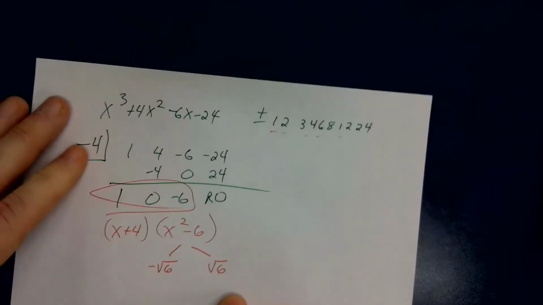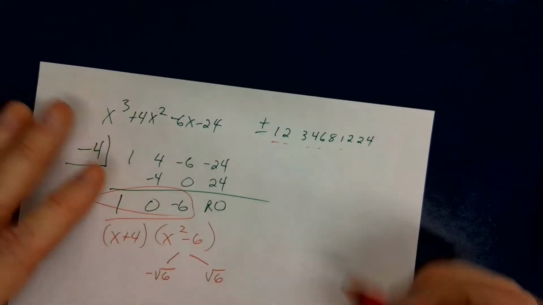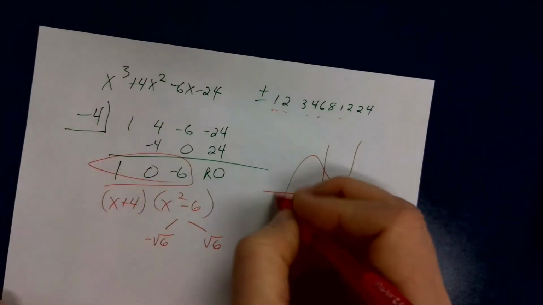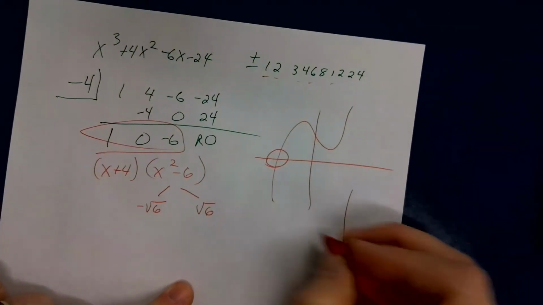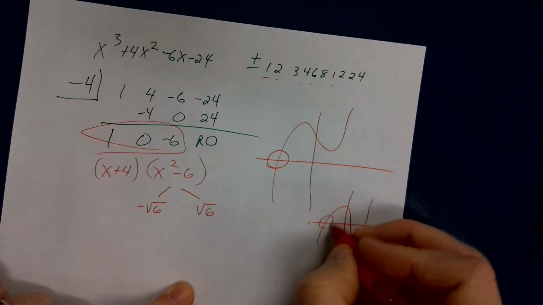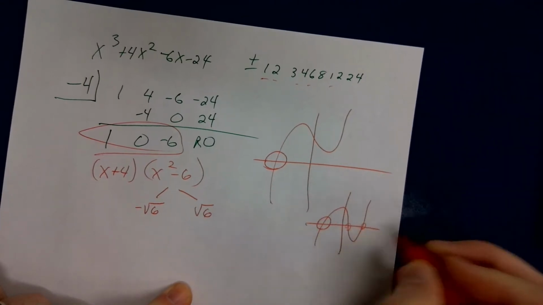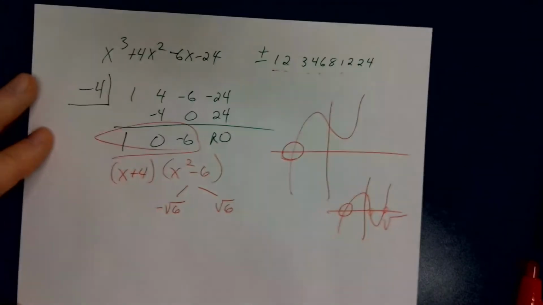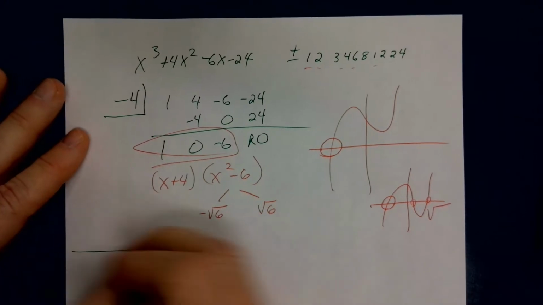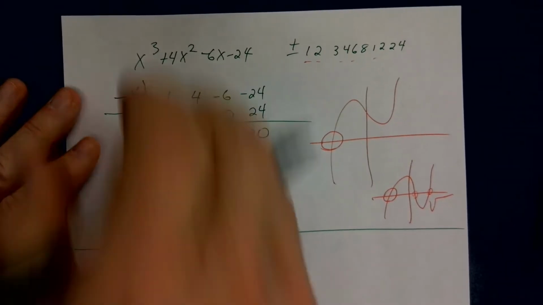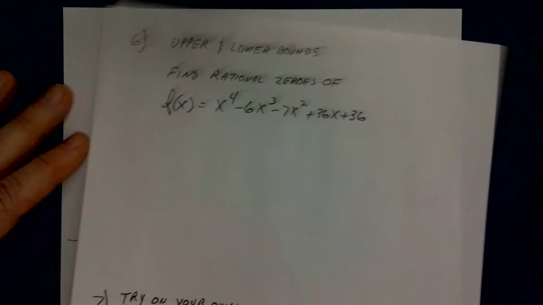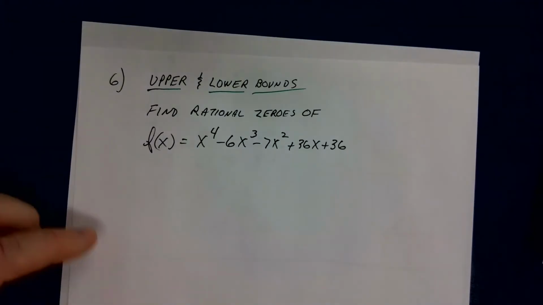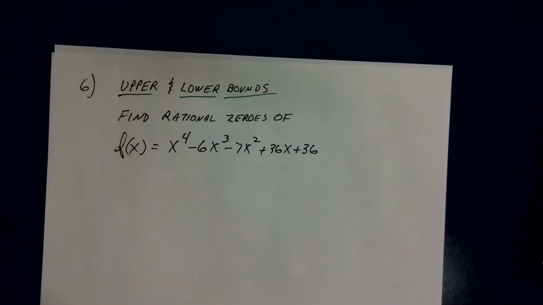However, we can still determine whether or not my cubic does this, and there's only one, or my cubic does this, where there's one rational, and two of them could be irrationals, by doing something else. Okay, so this something else is called finding upper and lower bounds. Upper and lower bounds. Okay?